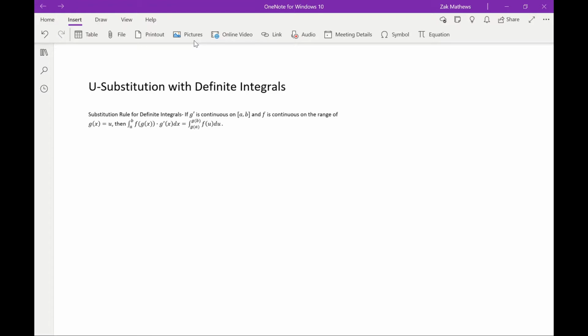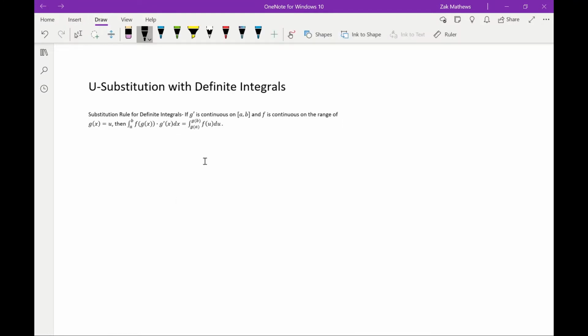So let's start with the definition of the rule. Substitution rule for definite integrals. If g prime is continuous on the interval a to b, and f is continuous on the range of g of x equals u, then the integral from a to b of f of g of x times g prime of x is equal to the integral from g of a to g of b of f of u du. Let's just jump right to an example.